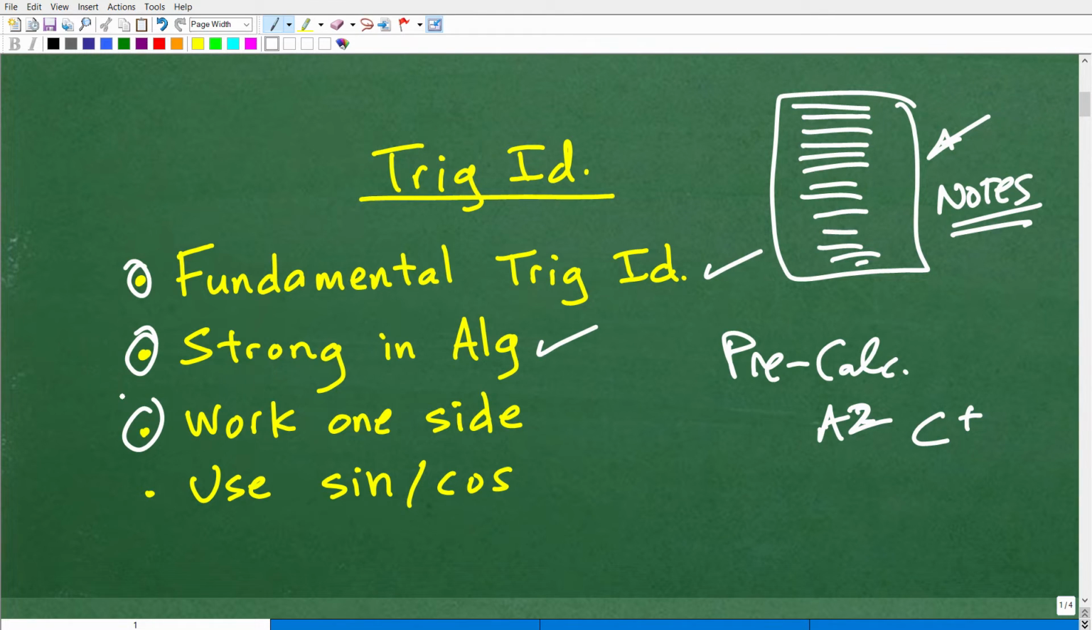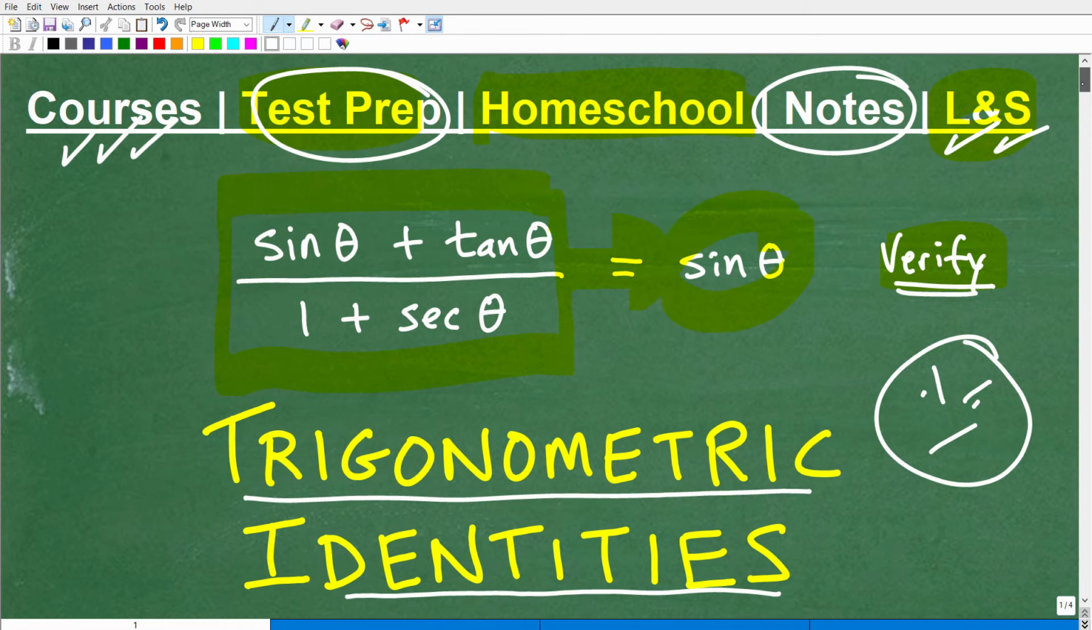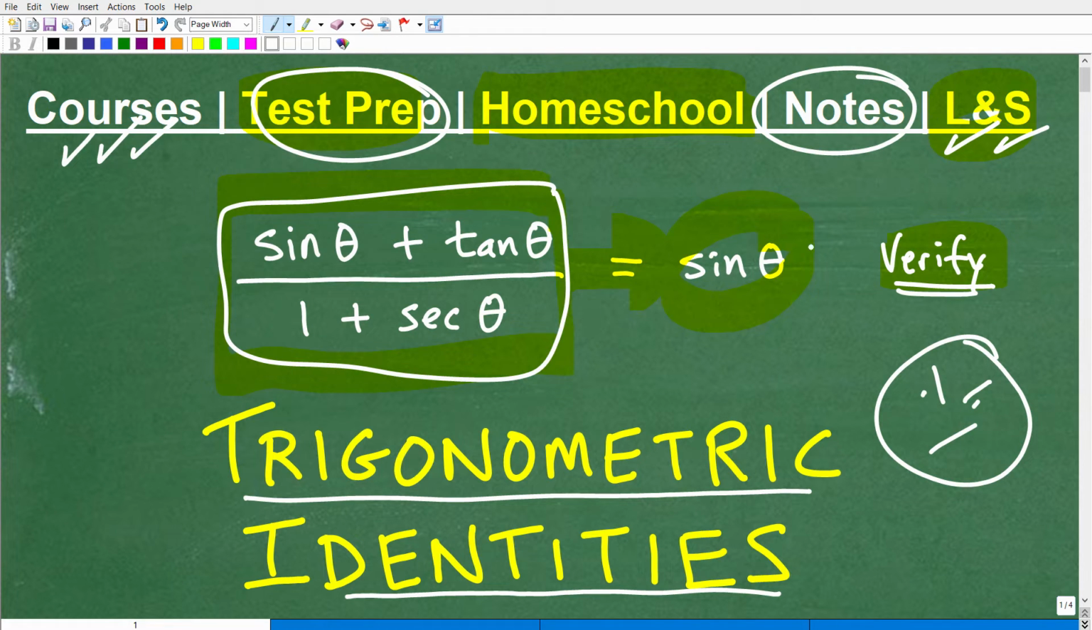Okay, the next thing is you want to work on one side. Now, what am I talking about there? Let's go up here, and here we have two sides of an identity. We have the left side and the right-hand side. But you really want to think of this as the more complicated side and the more basic side, or the easy side. So this is the more complicated side. This is the easy side.